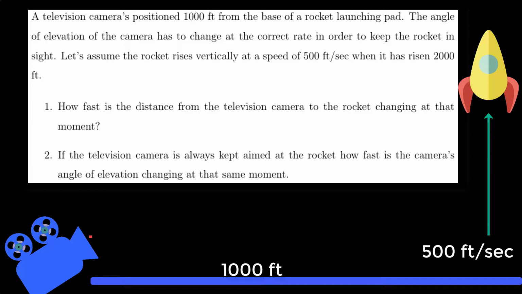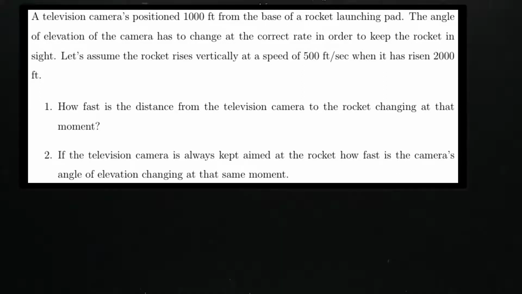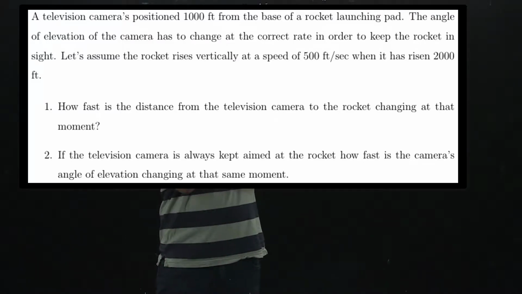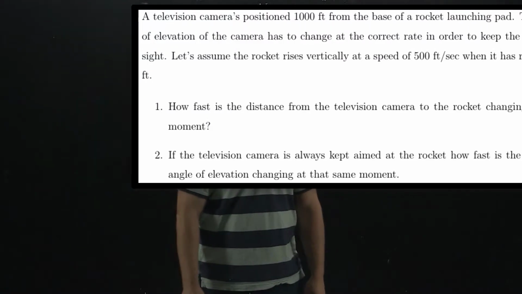First part is how fast is the distance from the television camera to the rocket changing at that moment? And part B, if the television camera is always kept aimed at the rocket, how fast is the camera's angle of elevation changing at that moment? Okay, that was a very long word problem, so I'm going to move that out of the way.